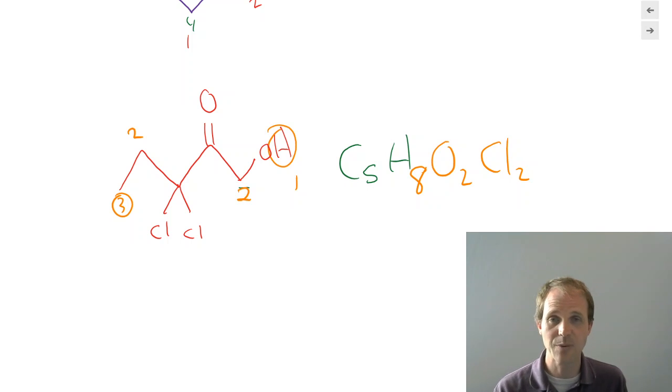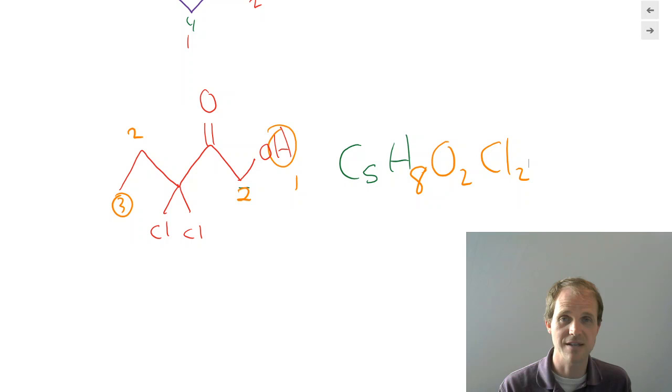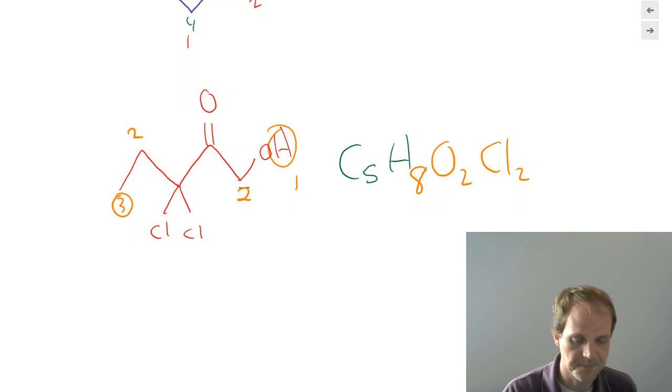You're not going to have to go the other way because it turns out there's so many ways of making C5H8O2Cl2 that you could draw these things all day long. So I'm only going to have you go the way where you get the skeletal formula to the chemical formula.